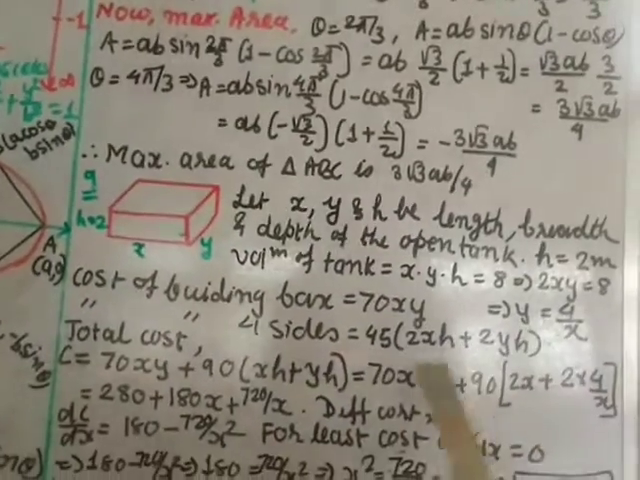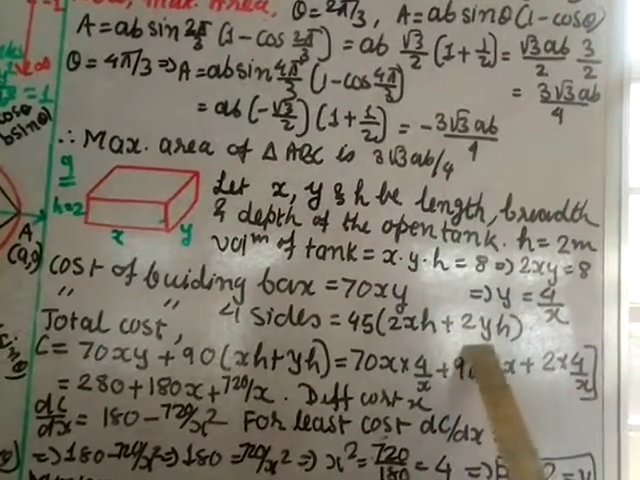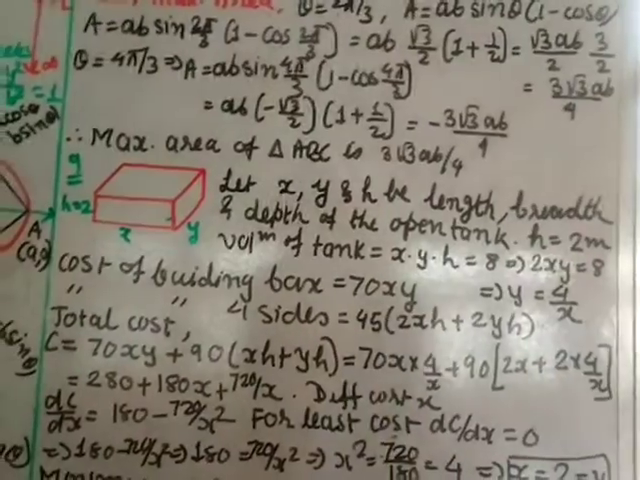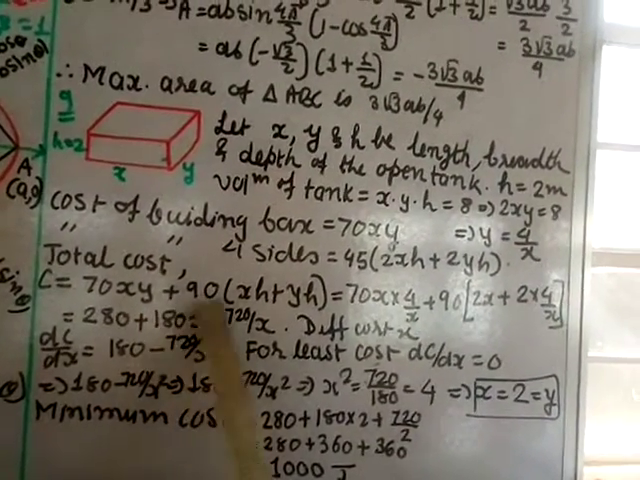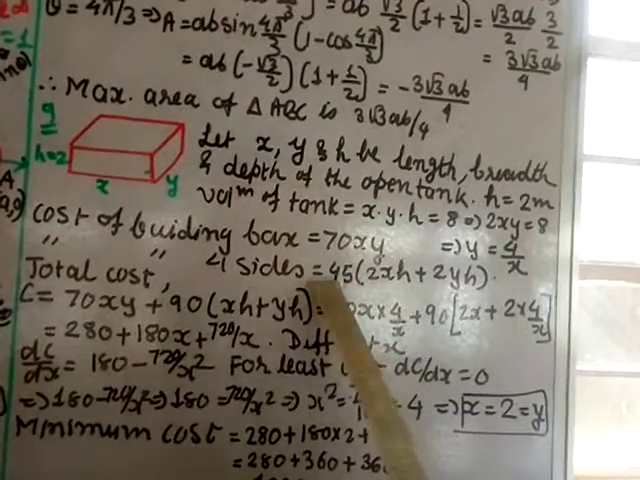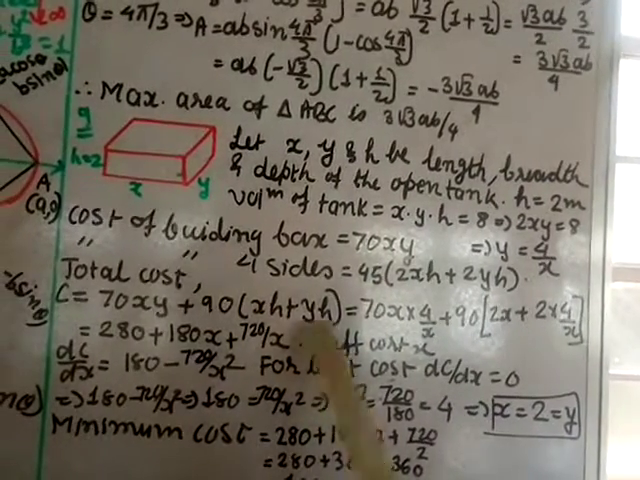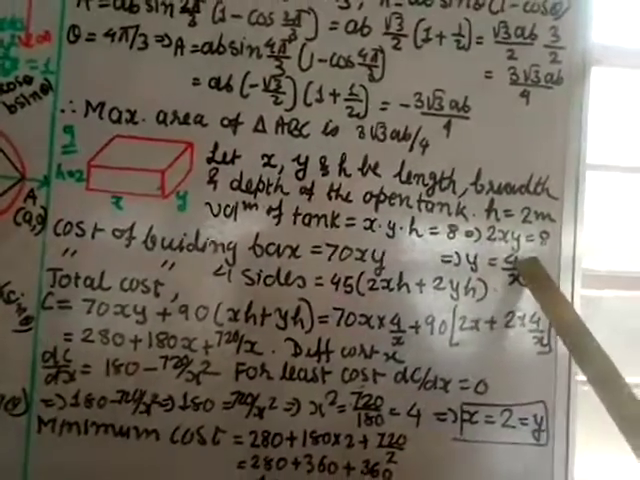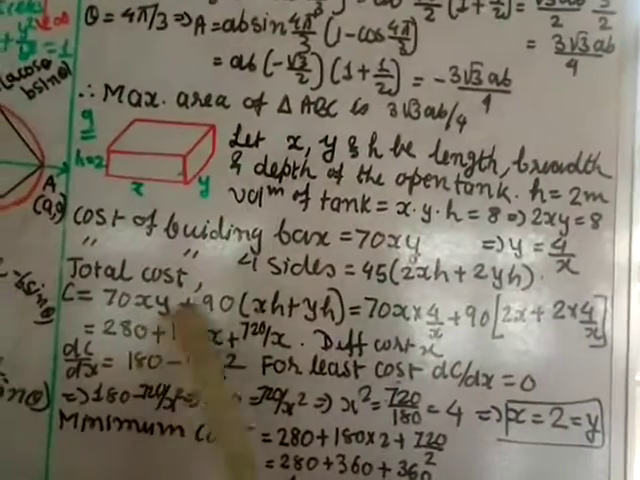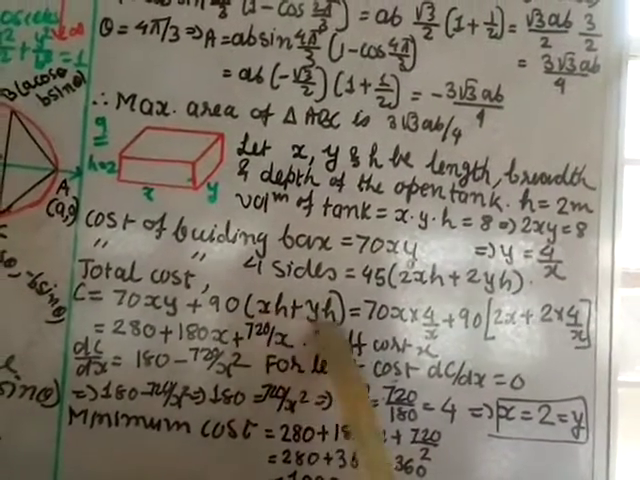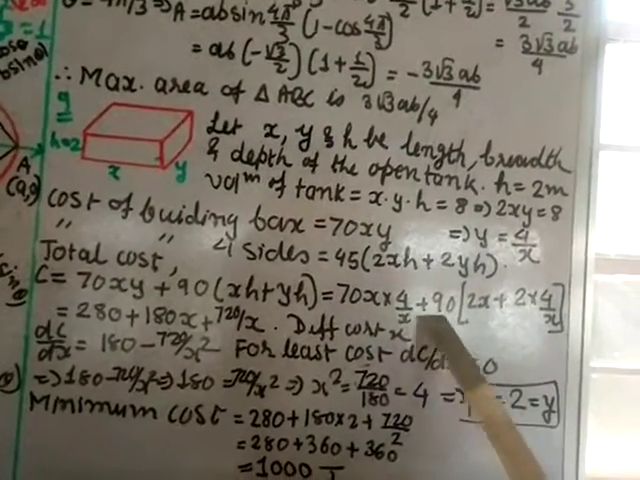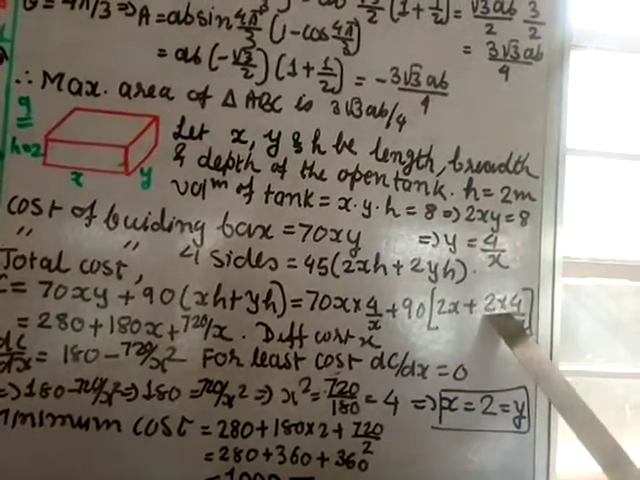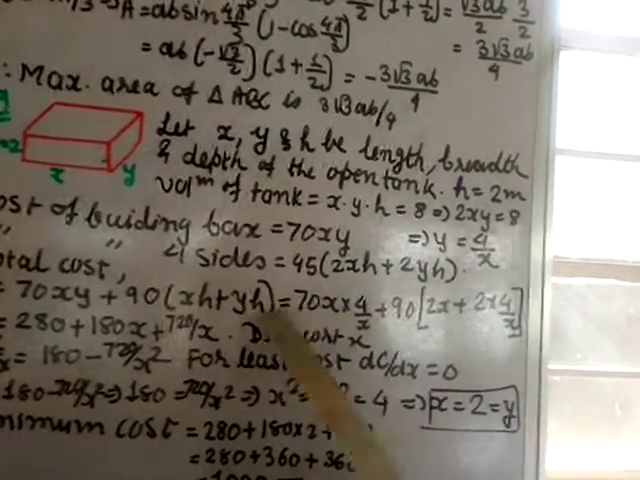So I have directly written 2 times xh plus 2 times yh, and 45 is given per square meter, so the total cost will be the sum of these two. So total cost C is equal to 70xy plus 90, taking 2 common and multiplying here, (xh plus yh). Then I put y as 4 by x and h as 2.